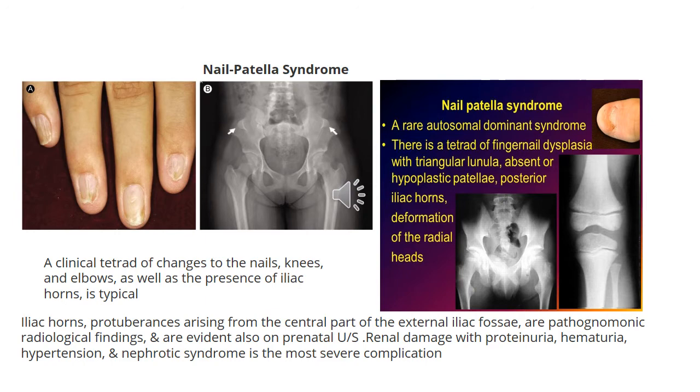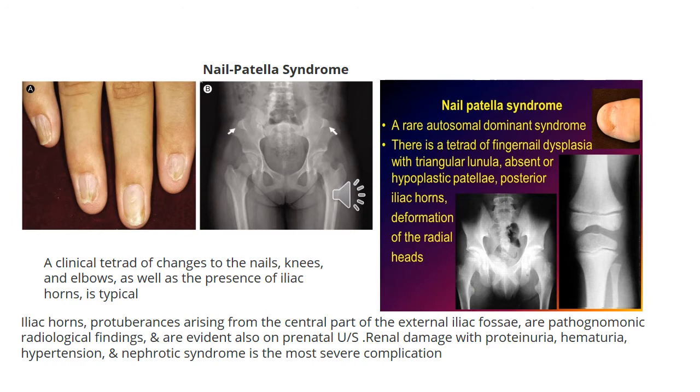Here you see a condition called nail patella syndrome. Mostly the nail and patella are affected, but another organ, especially renal or skeletal, may be involved. So you see here the nails are affected badly with some discoloration, and this is longitudinal ridge, hypoplastic nail, posterior iliac horn, presence of iliac horn here, and there are some changes in the knees and elbow joints.